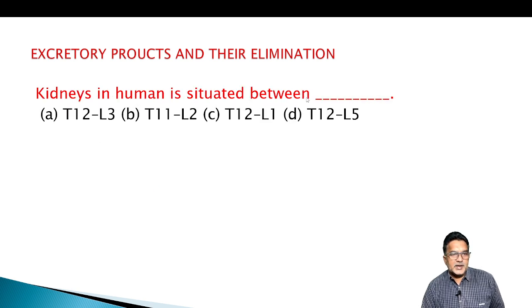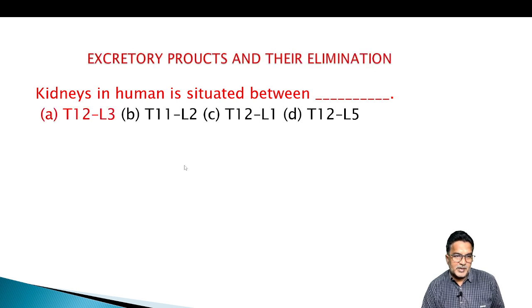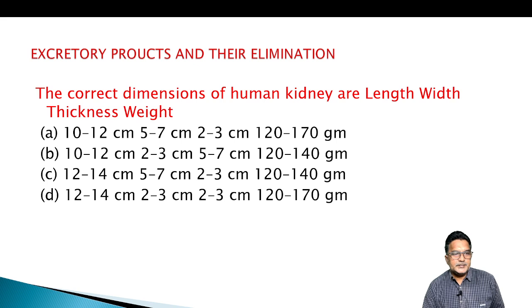Kidneys in humans are situated between T12 and L3. T means thoracic, L means lumbar, indicating the vertebral column number. So our answer is the last thoracic and lumbar vertebrae, up to L3. Correct dimensions of the human kidney: length 10 to 12 centimeters, width 5 to 7 centimeters, thickness 2 to 3 centimeters, and weight 120 to 170 grams.